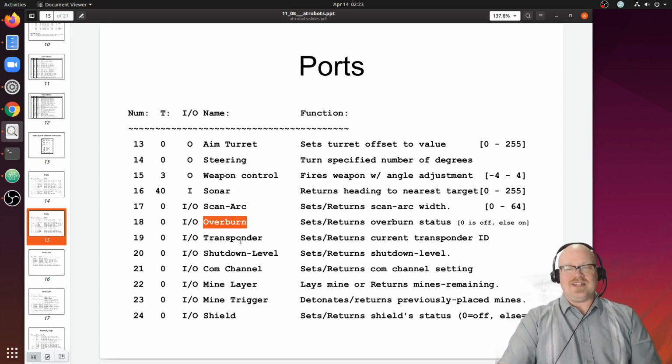The wireless transponder port allows you to do some wireless communications. So you put a number that's going to represent your ID to be sent across the world.